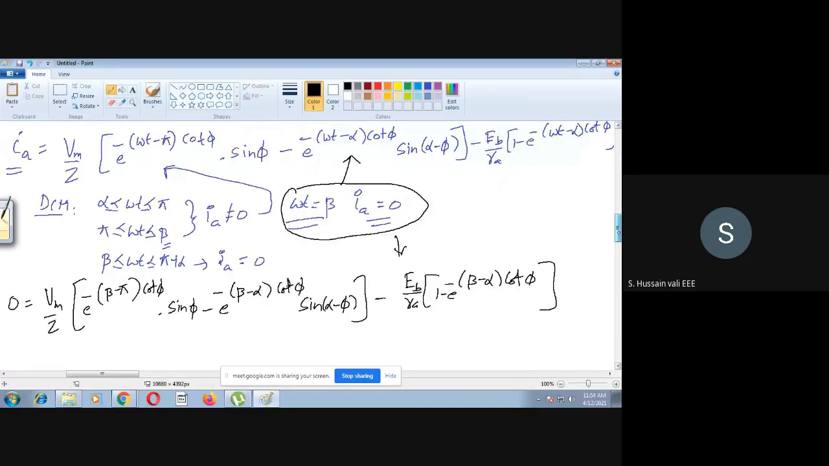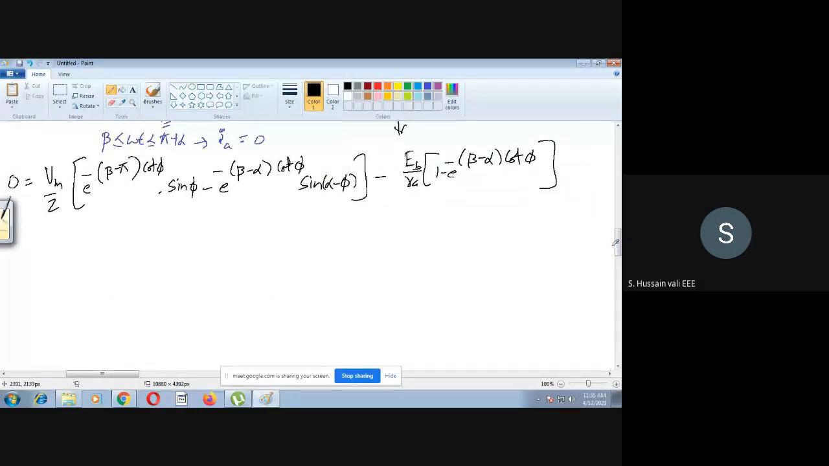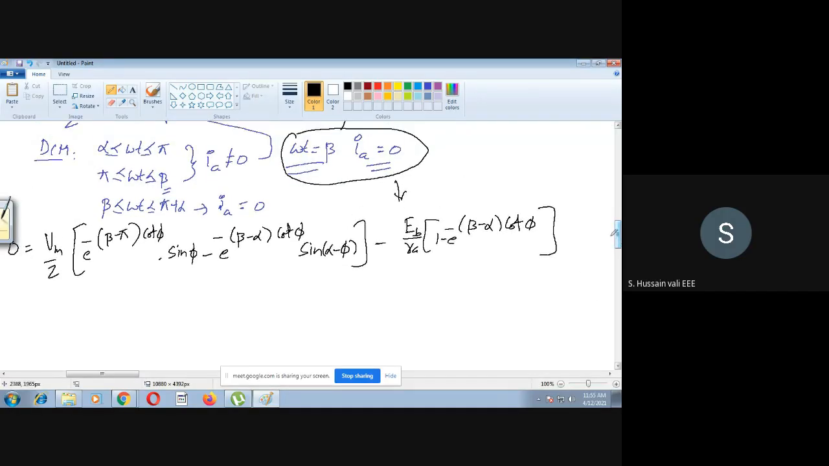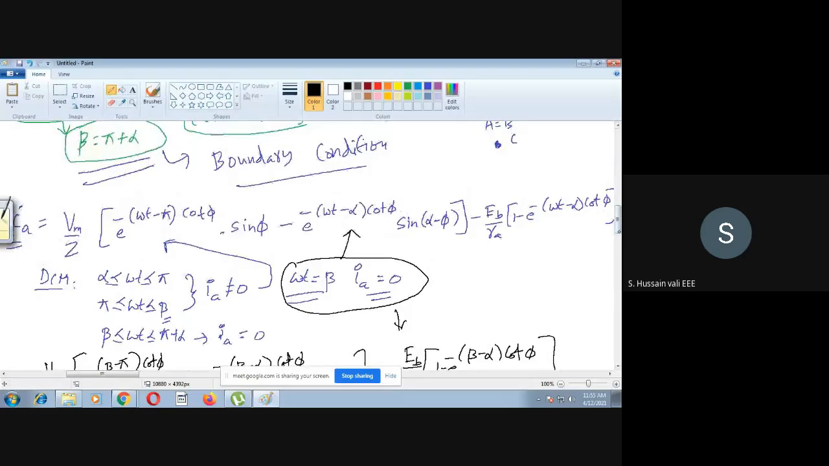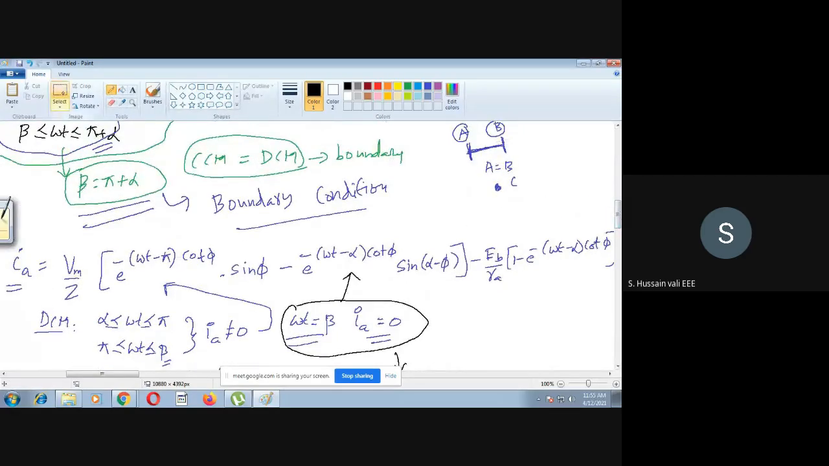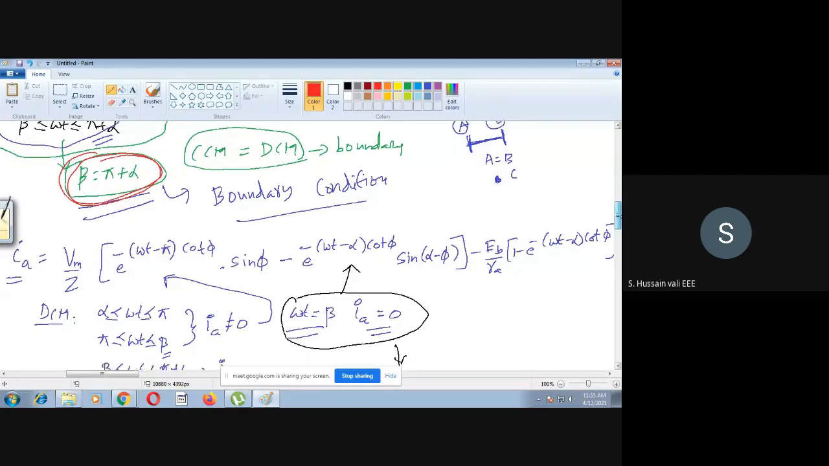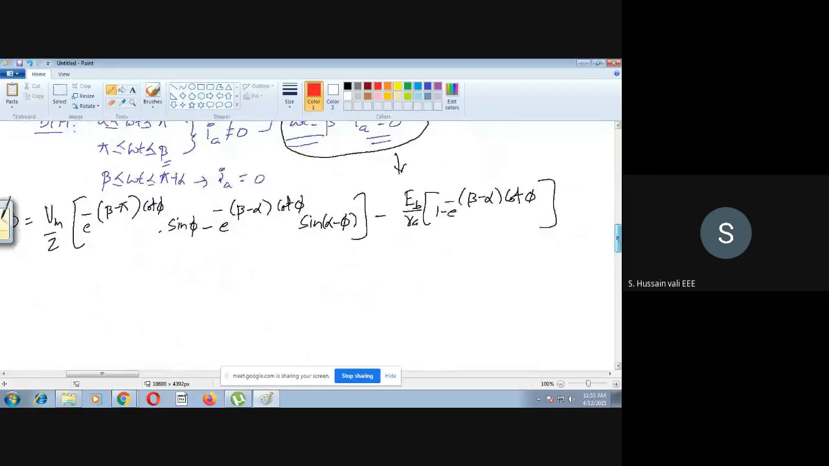Okay, then what's next now? Now coming to the case of boundary. Which boundary? The boundary between continuous condition and discontinuous condition. What is the condition we got? The condition we got here is that beta is equal to pi plus alpha. This is the condition. Beta is equal to pi plus alpha. This is the condition for the boundary between continuous and discontinuous conduction, and we substitute that here.